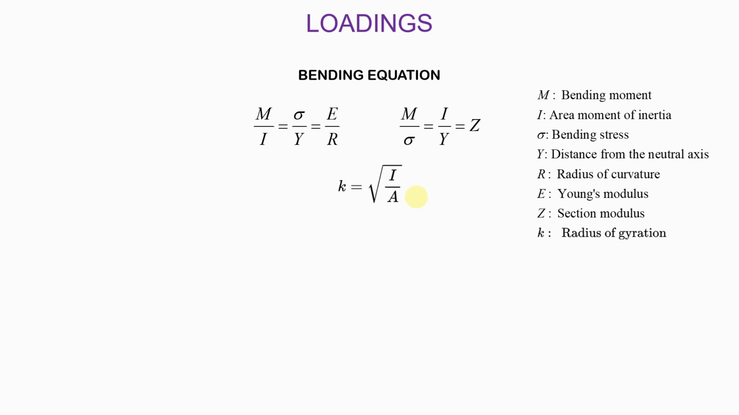Now, let us look at the radius of gyration, which is k. k is equal to the square root of I over A. I here is the second moment of area, or if you want, you can also call it the area moment of inertia. You need to divide that by the cross-section area of the beam. Then when you take the square root of all that, that is what gives you the radius of gyration. It is possible that you could get a question where they ask you to calculate the radius of gyration, so you will just remember this formula.